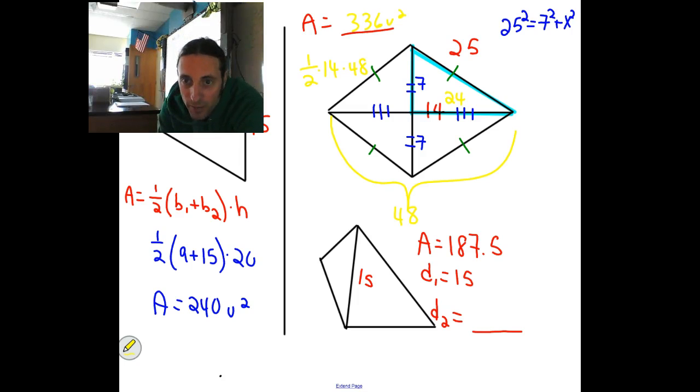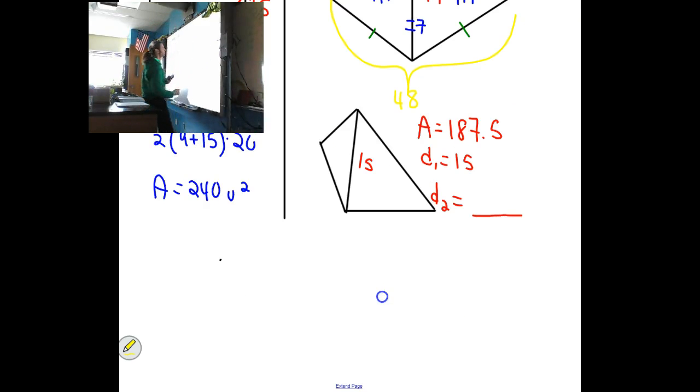All right, I've got one last problem. I've got a little bit over a minute. It says, I know the area of this kite. I know this diagonal is 15. Find the other diagonal. Well, they just want you to do this problem backwards. So again, I'm trying to find this diagonal here. 187.5 equals 1/2. It's a kite. Diagonal 1 times diagonal 2.